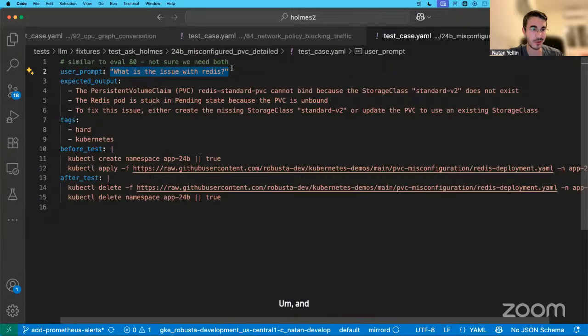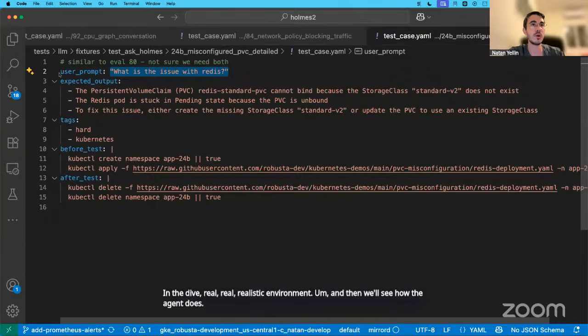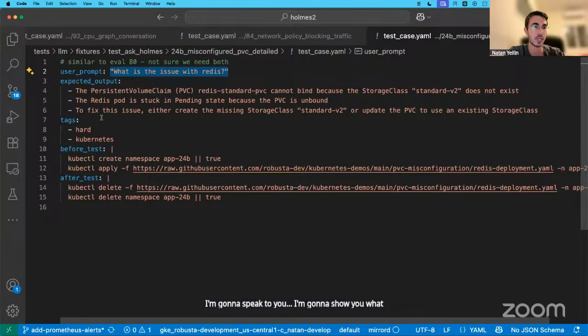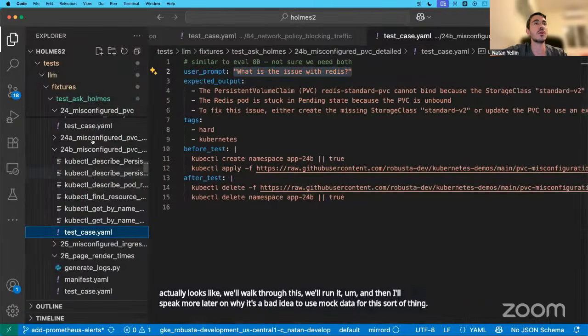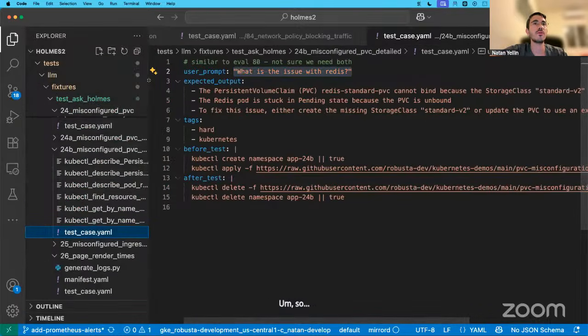The other way that you can do this is you don't mess around with mock data. You just say, okay, I'm going to create this scenario in a test cluster, and I'm going to throw the agent at it, and it will run all of this in the live, realistic environment, and then we'll see how the agent does. I'm going to show you what this actually looks like. We'll walk through this, we'll run it. And then I'll speak more later on about why it's a bad idea to use mock data for this sort of thing. So just to finish the part on the scenario.